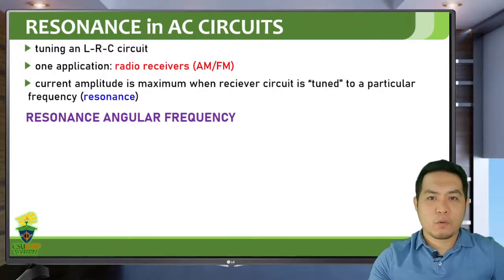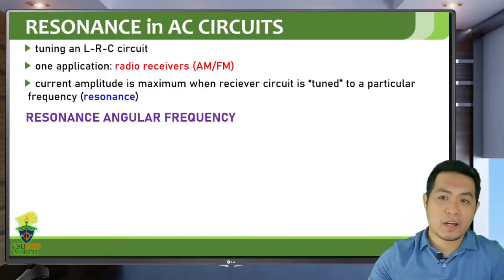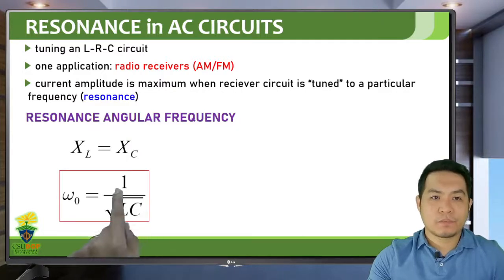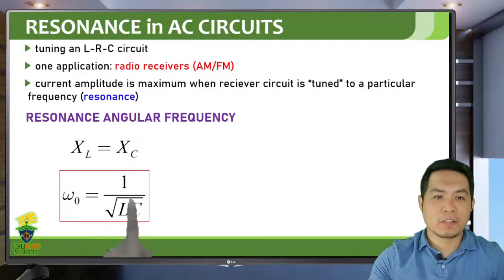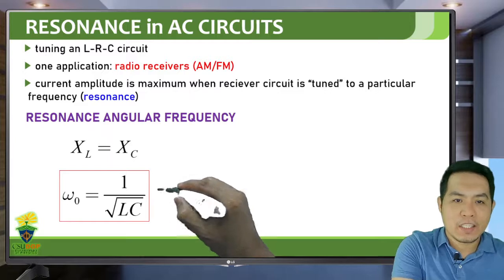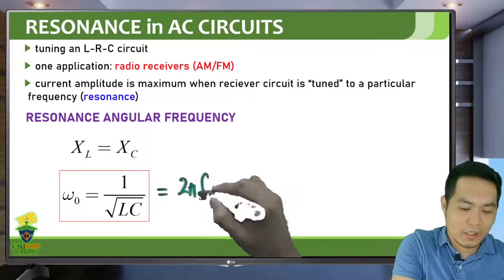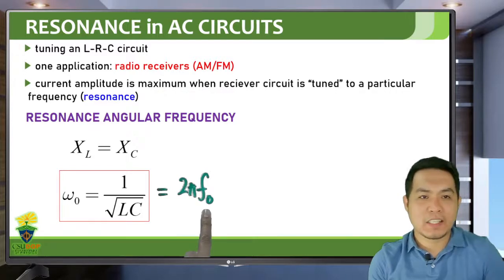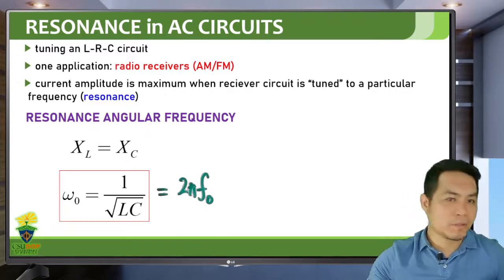This frequency, wherein the resonance occurs, is what we call the resonance angular frequency, and this happens when the inductive and capacitive reactances are the same. And so we can solve for the resonance angular frequency: omega naught equals 1 over the square root of LC. If only the frequency is given, omega naught is equal to 2 pi times the frequency, f naught. So omega naught is the resonance angular frequency, f naught is the resonance frequency.